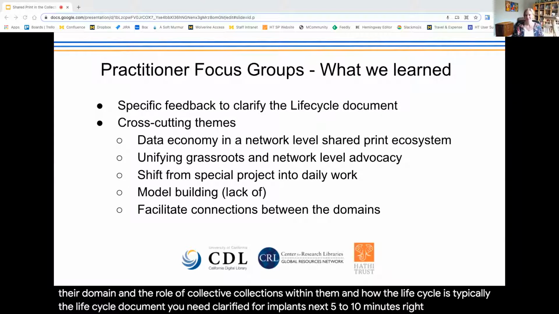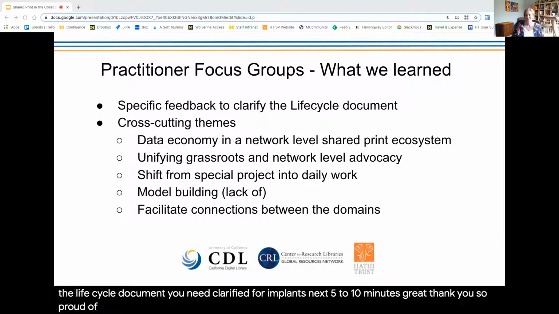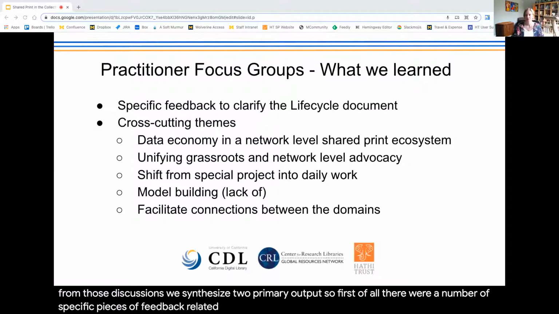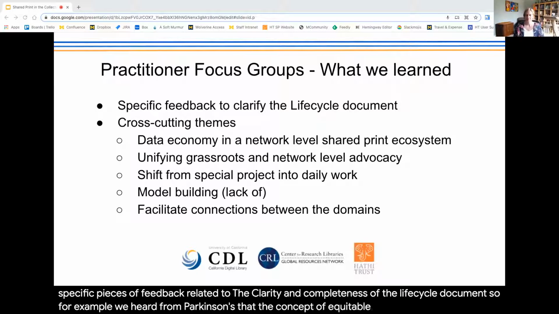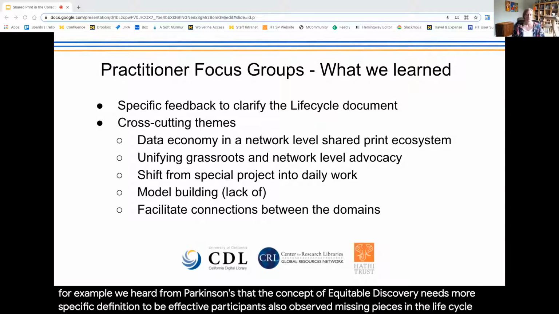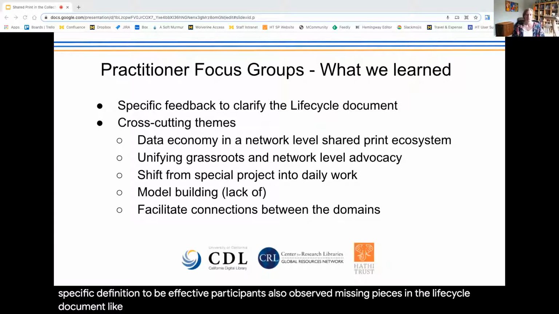Great, thank you. So from those discussions, we synthesized two primary outputs. So first of all, there were a number of specific pieces of feedback related to the clarity and completeness of the life cycle document. So for example, we heard from participants that the concept of equitable discovery needs more specific definition to be effective. Participants also observed missing pieces in the life cycle document, like reference services and preservation.